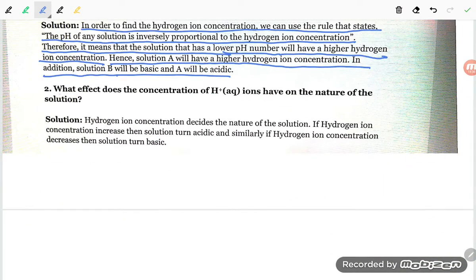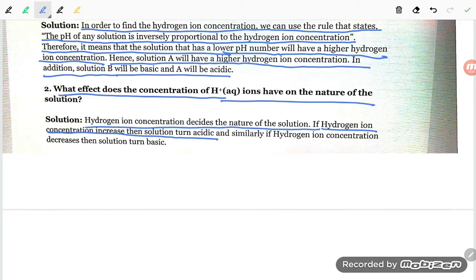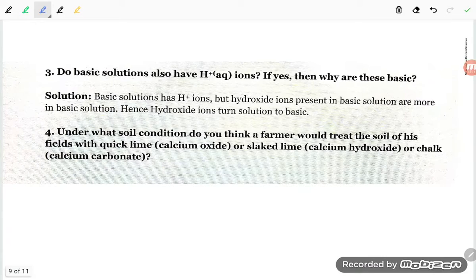Next point, what effect does the concentration of H+ ion have on the nature of the solution? See, student, hydrogen ion concentration decides the nature of the solution. If hydrogen ion concentration increases, the solution will be acidic. Similarly, if hydrogen ion concentration decreases, the solution will be basic. That is very easy, student, no need for explanation.